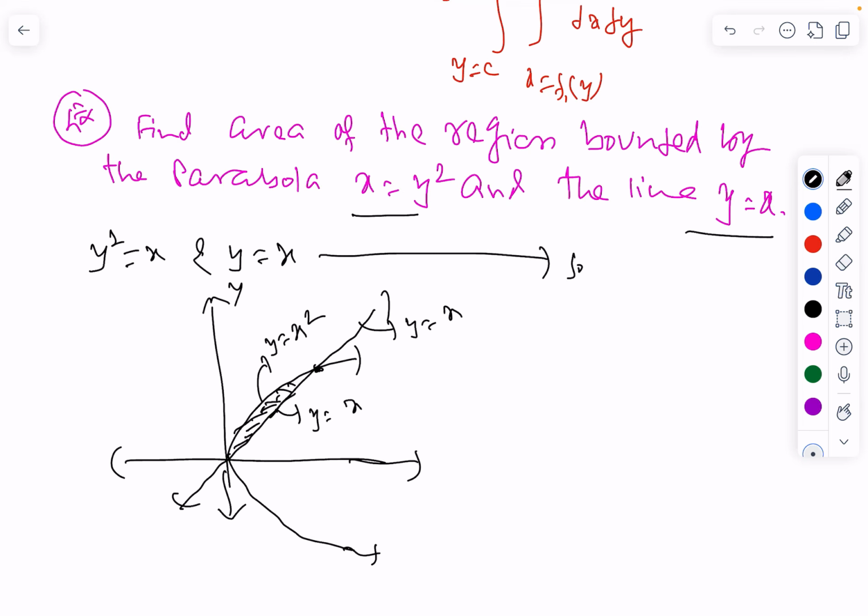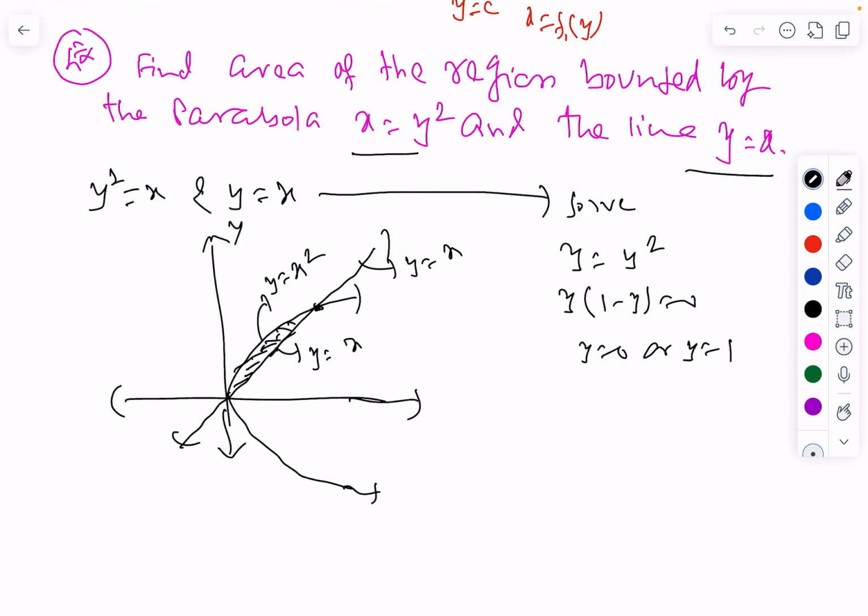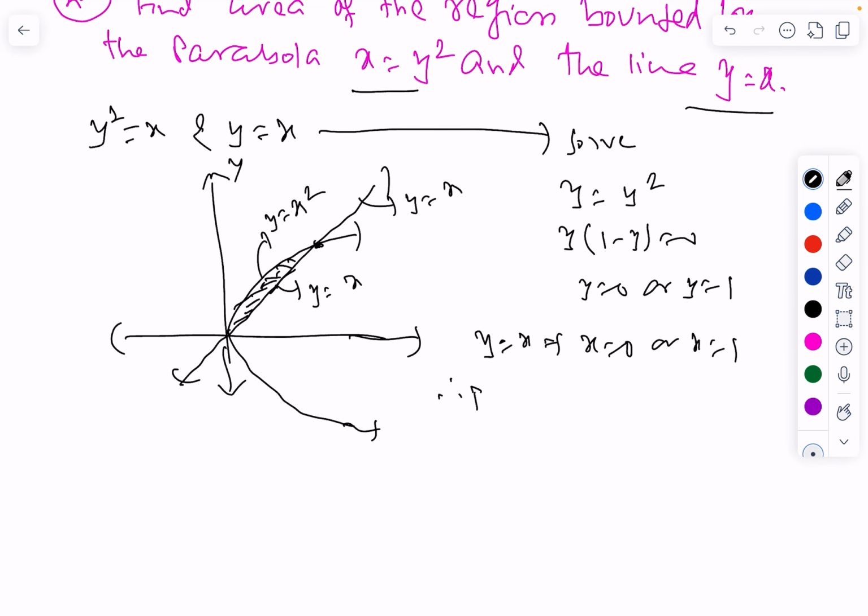So if we solve this, then we have x equal to y, x equal to y square. So y equal to y square, y into 1 minus y equal to 0. So y equal to 0 or y equal to 1, and y equal to x. So this would imply x equal to 0 or x equal to 1, and therefore the points of intersection are (0,0) and (1,1). So this point is (1,1). This is (0,0).